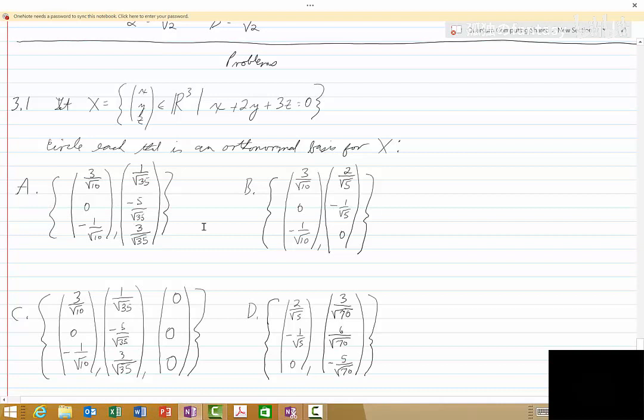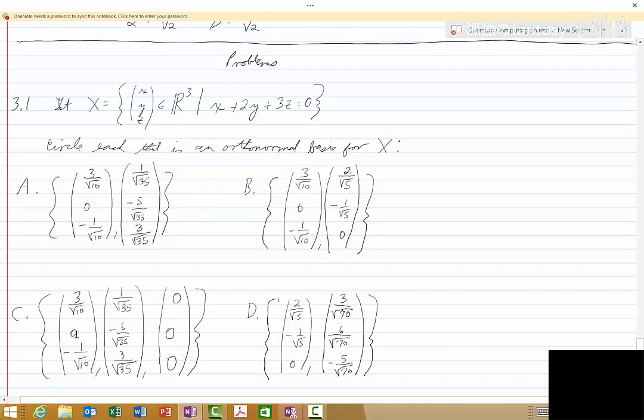So here are your choices for A, B, C, and D. And I believe all that's clear, but I'll just read it quickly. For A, the two vectors are (3 over square root of 10, 0, minus 1 over square root of 10) and (1 over square root of 35, minus 5 over the square root of 35, 3 over square root of 35). For B, it's (3 over square root of 10, 0, minus 1 over square root of 10) and (2 over square root of 5, minus 1 over square root of 5, 0).